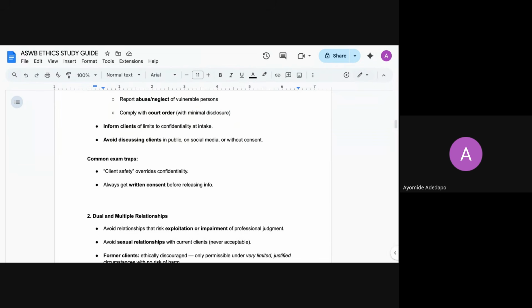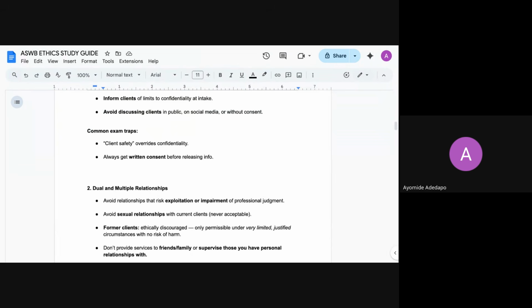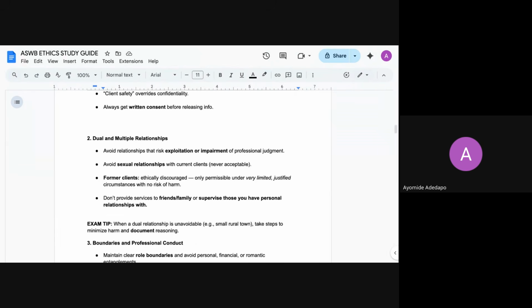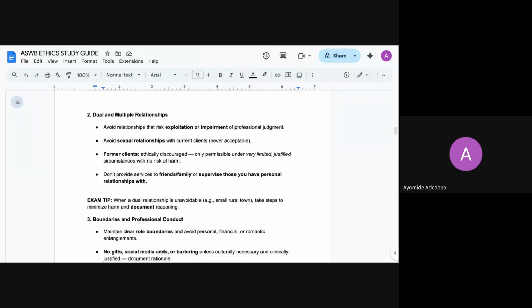That's it, right? That's an extreme situation, and I highly doubt that's going to be on your exam, but it's something you should know in real life. Like I said before, written consent. You always want to get written consent before you release anything, right? You always want to get that.